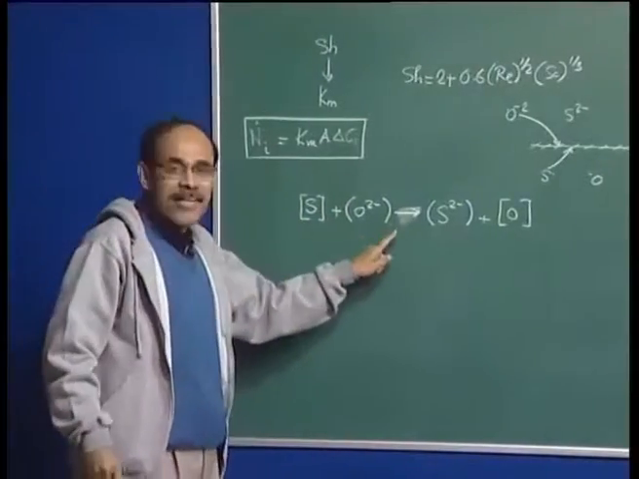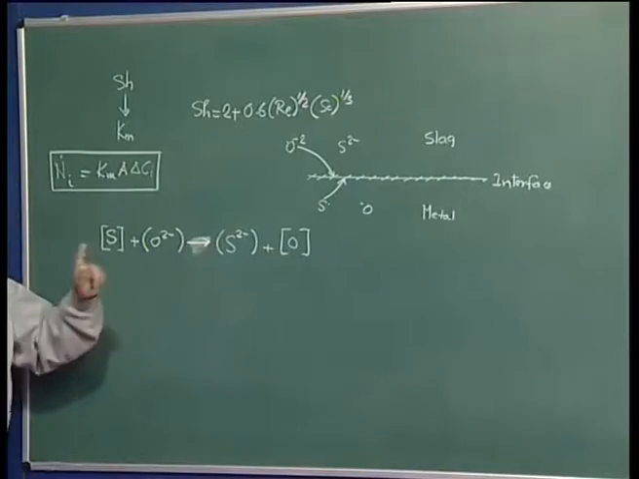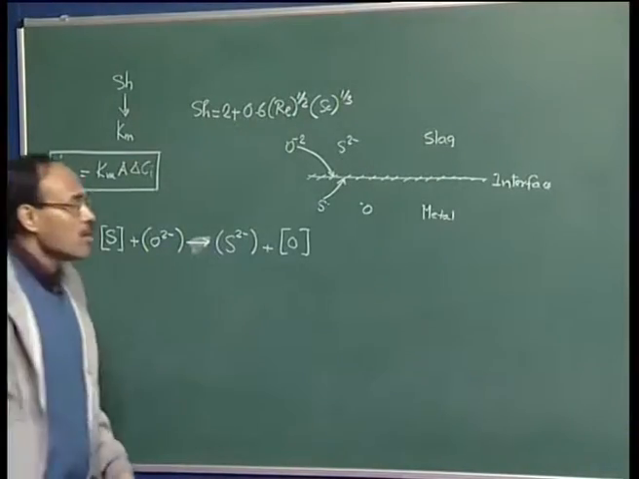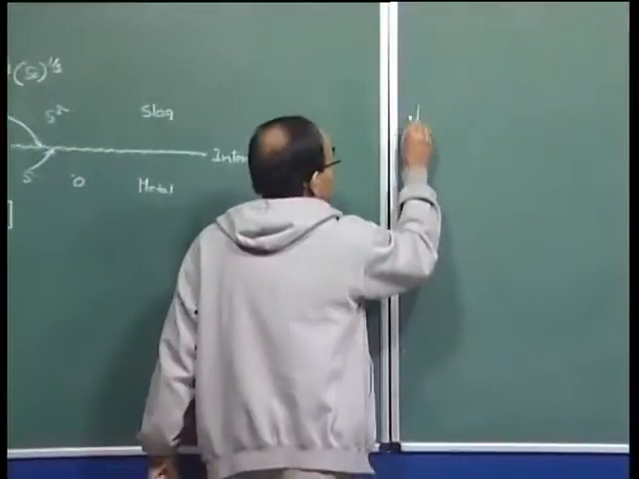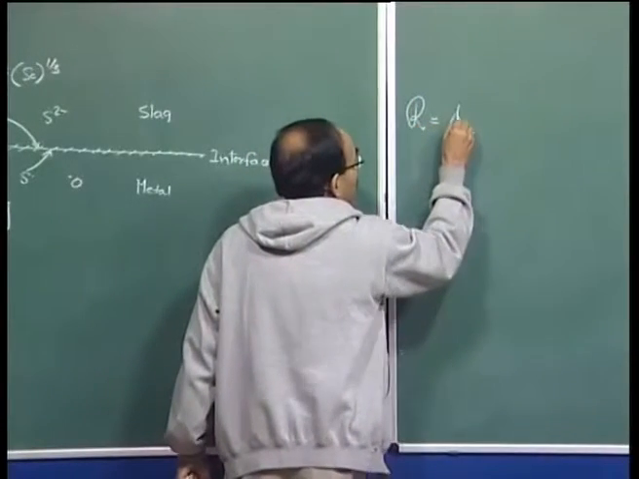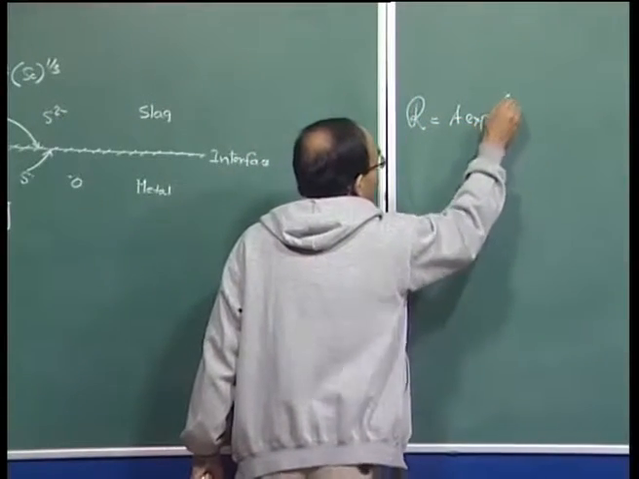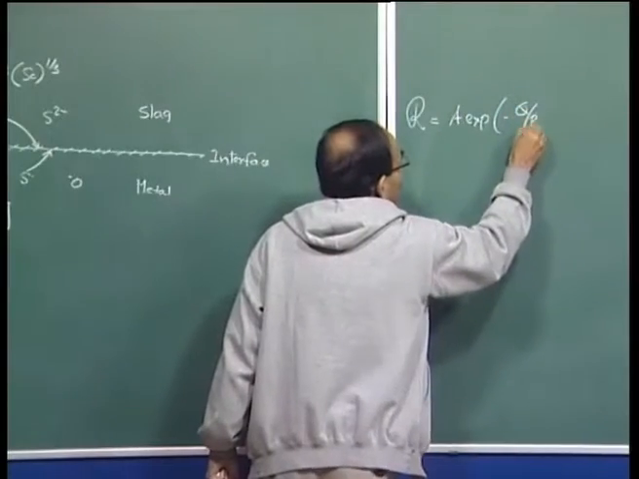The rate of chemical reaction at elevated temperature follows what kind of a law? Arrhenius rate law, A exponential minus Q by RT.